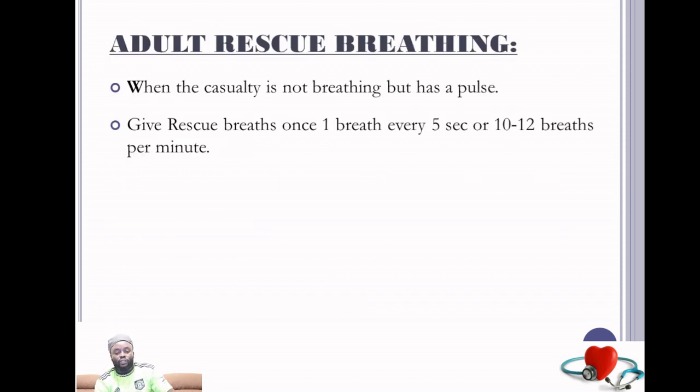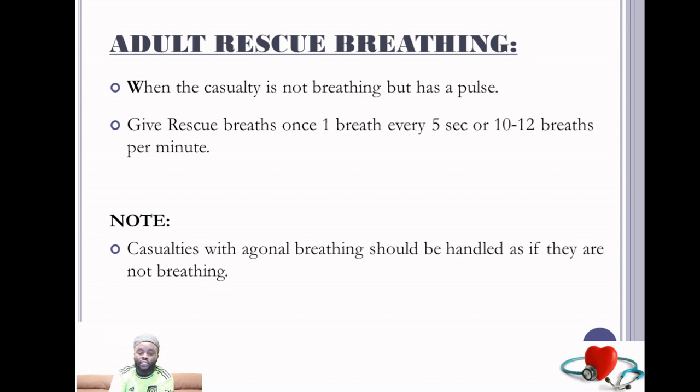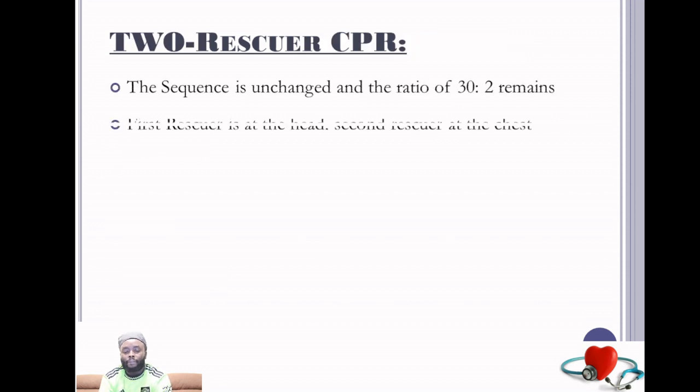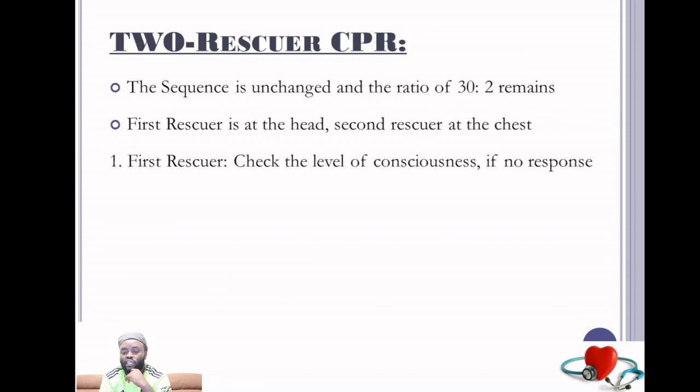Now adult rescue breathing. The casualty is not breathing but has a pulse. You give a rescue breath, 1 breath every 5 seconds, or 10 to 12 breaths per minute. Note that casualties with agonal breathing should be handled as if they are not breathing. Agonal gasps are inadequate breaths associated with cardiac arrest. The ratio still remains 30 chest compressions to 2 breaths.